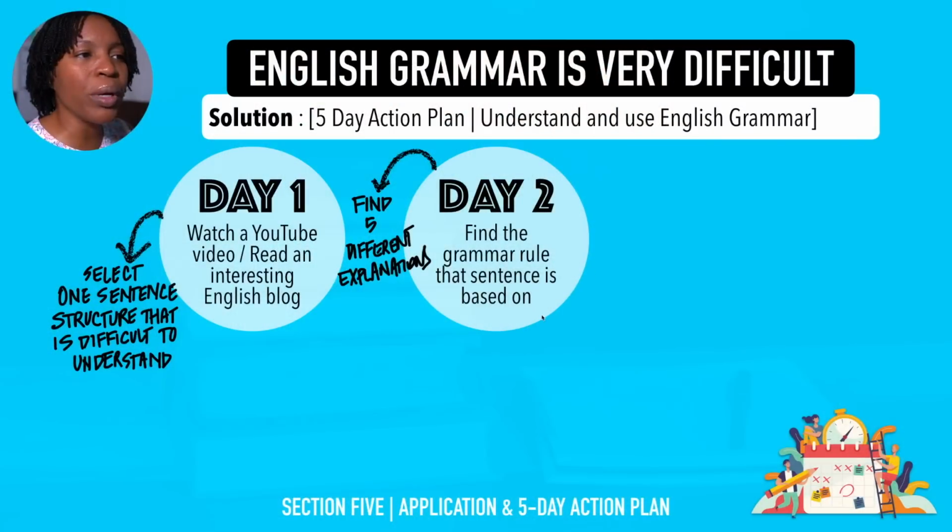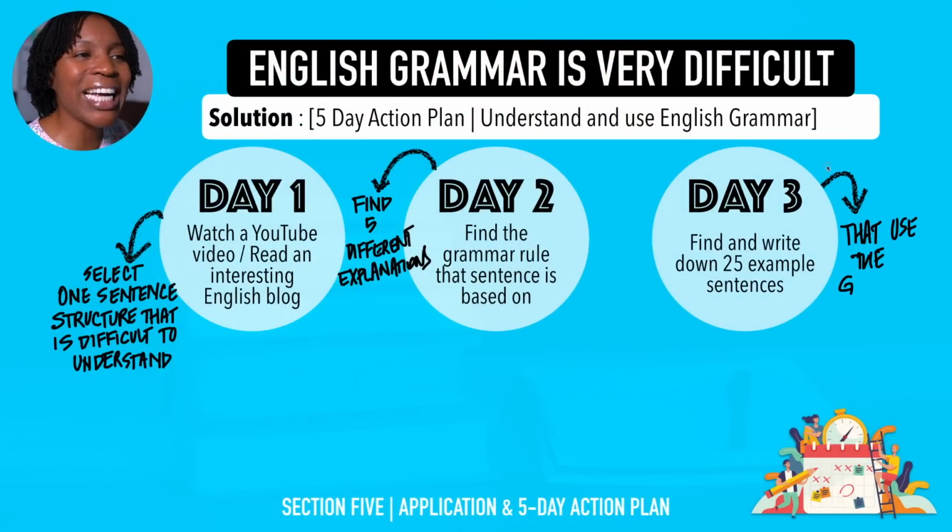Now on day 3, what you're going to do is you're going to find and write down 25 example sentences that use the grammar rule. So you see that on day 3, you're going to be doing a little bit of searching. Don't forget, you want 5 beginner sentences, 5 intermediate, 5 advanced, 5 about the past, and 5 about the future.